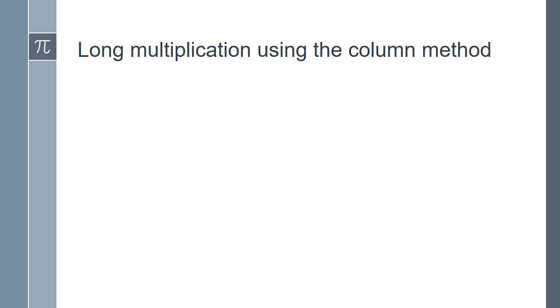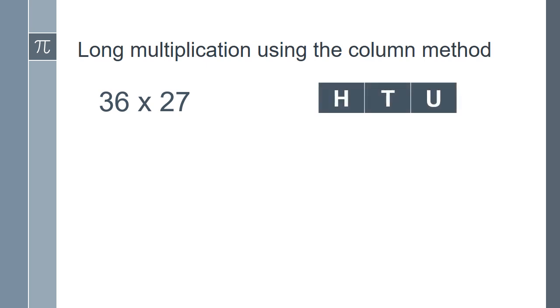Let's look at long multiplication using the column method. So long multiplication is when both of your numbers are double digits or more. In this one, we've got 36 times 27. So we're going to set out our columns. We need a hundreds, tens, and units column. And we write the sum out like this, making sure that the numbers are in the correct column.